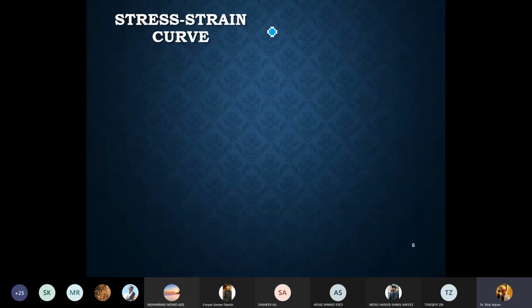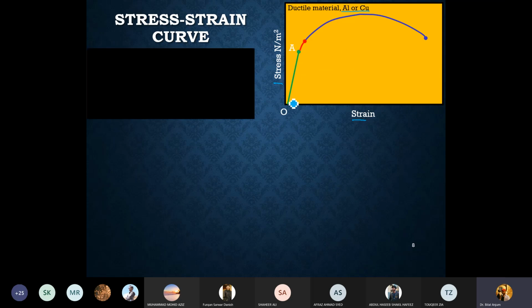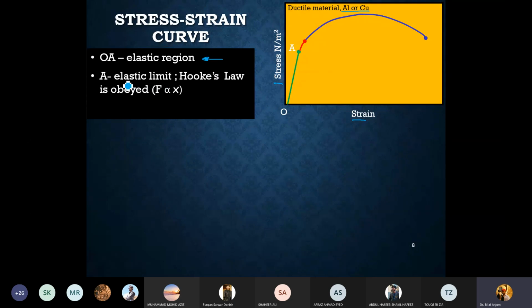Moving on to the stress strain curve, the different regions within the stress strain curve. Let's say I have a ductile material, aluminum or copper, and we have a stress strain plot. This is a typical stress strain plot where I have highlighted different regions. OA is the elastic region in this ductile stress strain curve. A is the elastic limit where Hooke's law is obeyed.